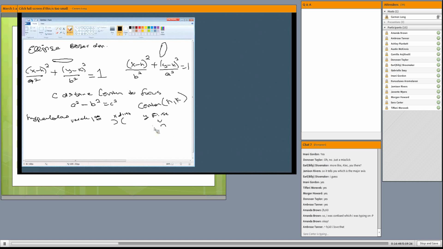So let's write the first one. We've got (x minus h) squared, and hyperbolas are a subtraction, minus (y minus k) squared equals 1. And then your first one is always a, and your second one is always b. All right, so this one has x first, so the hyperbola opens this way because x is first.